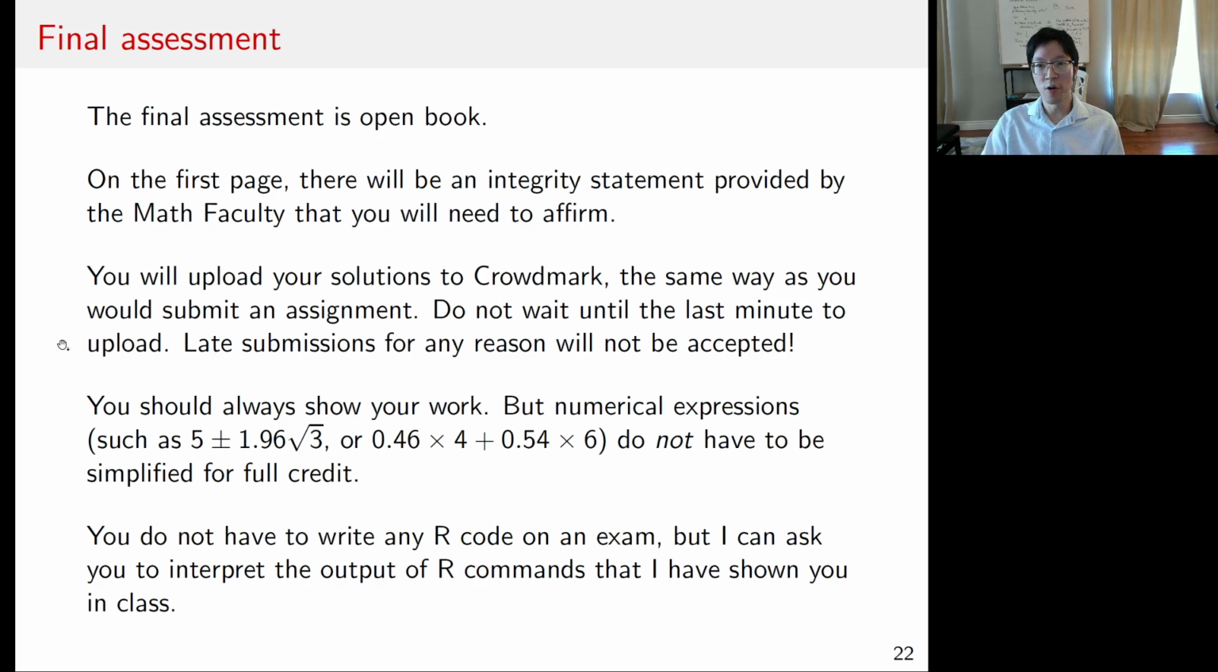Because there are 11 days for you to do that, please do not wait until the last minute to upload, in case there are any last minute technical issues, and we will not accept late submissions for any reason. Same principles apply, so show your work. You don't have to simplify your numerical expressions, and you don't have to write any R code, but you should know how to read and understand R code.